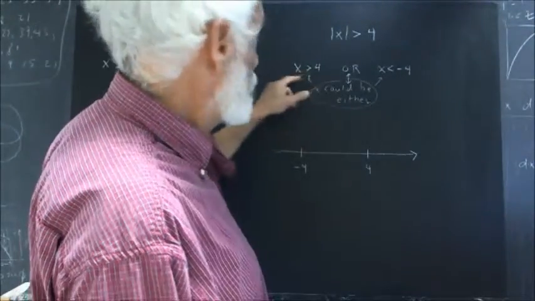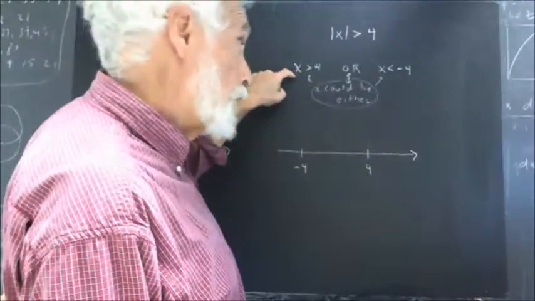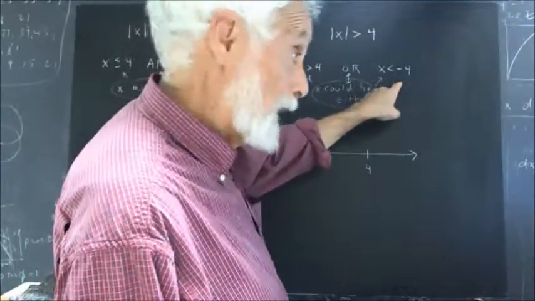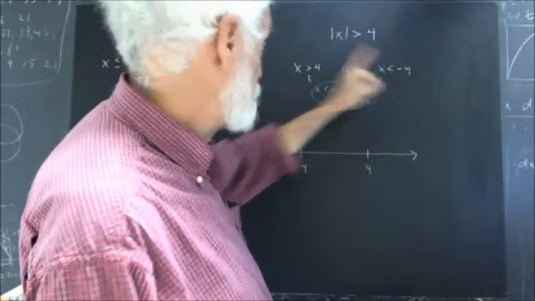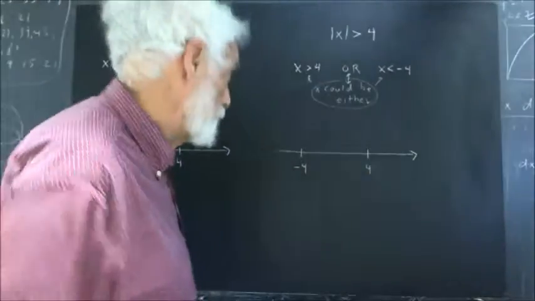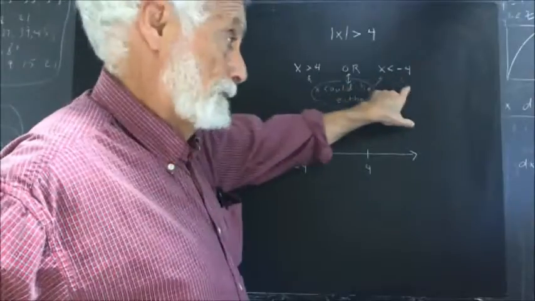So we could have either condition. We can't have both conditions because if it's greater than 4, it's not less than negative 4. So if it's one, it's not the other. And if it's this, it can't be this. And you should think that through for a minute. Okay, so x could be either.